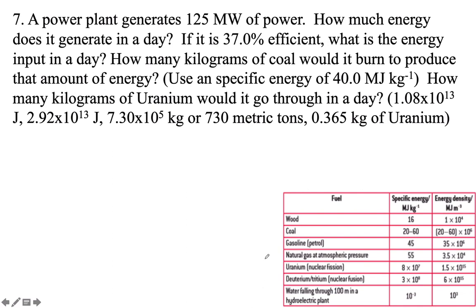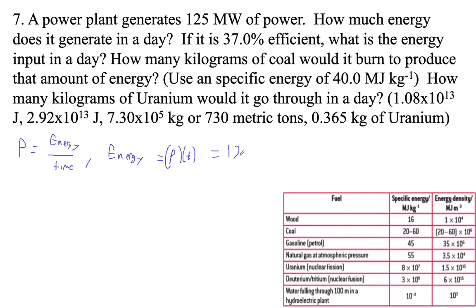Okay, a power plant generates 125 megawatts of power. How much energy does it generate in a day? Okay, we can figure that out. That's not hard. So we're just going to use power is energy over time. Therefore, energy is going to be power times time.